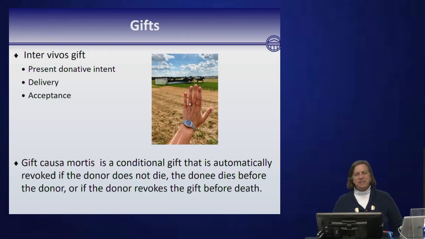Another type of a gift that I think perhaps you should be aware of is a gift causa mortis. And a gift causa mortis is a kind of a conditional gift. Without being too morbid, I'll tell you that it's a conditional gift that's made when death is imminent and impending. And so it is automatically revoked if the donor does not die, if the donee dies before the donor, or if the donor expressly revokes the gift before death.